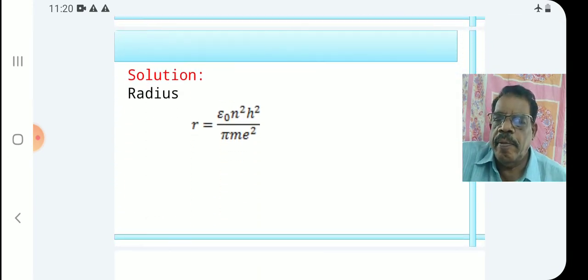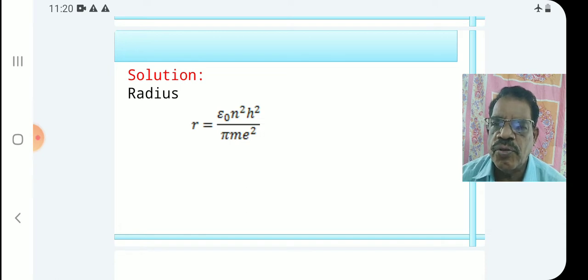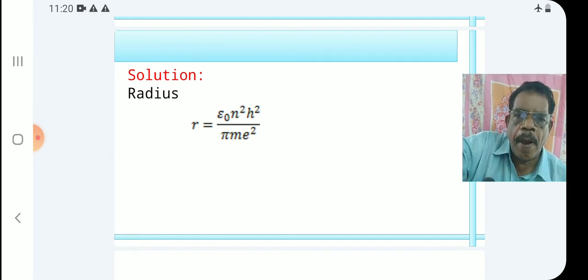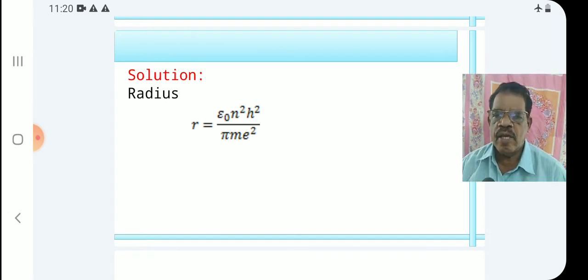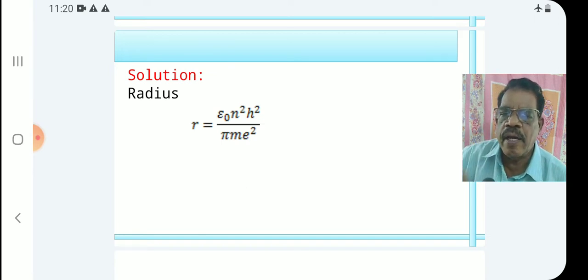Now the question is for calculating energy and radius. Energy we have calculated, and now we calculate the radius. For radius, the equation is R is epsilon 0 square n square h square by pi m e square. For an atom, the radius of any orbit is given by R is epsilon 0 square n square h square by pi m e square.